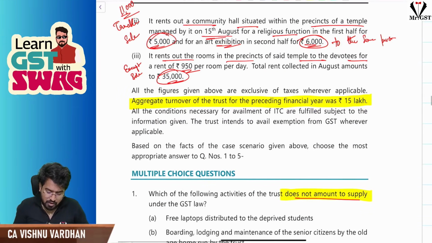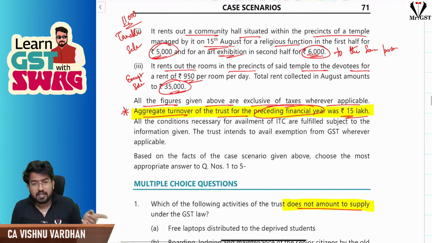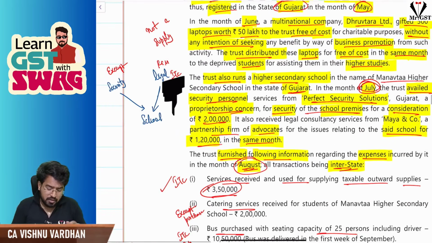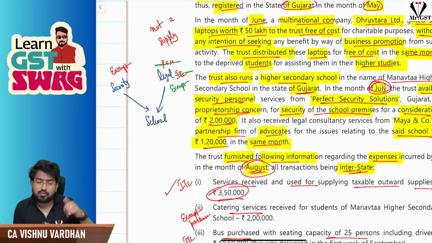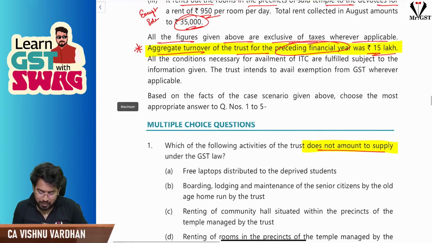Now coming to the next one. All the figures given above are exclusive of taxes wherever applicable. Aggregate turnover of the trust in the preceding financial year is 15 lakhs. This is the twist in the story. Super duper twist. What is the twist? Now see, if your aggregate turnover in the preceding financial year is not exceeding the threshold limits, legal services provided to you are exempt under GST. Not only legal services, government services are also exempt, if you remember. So here the twist in the story is this is exempt under GST, so the RCM concept will not come, the ITC concept will not come, because legal services provided to a business entity whose aggregate turnover in the preceding financial year does not exceed the threshold limit are exempt under GST. Hope it is clear for you.